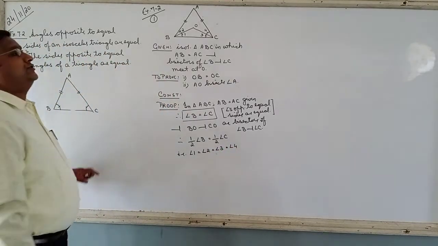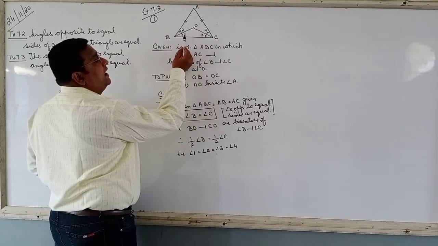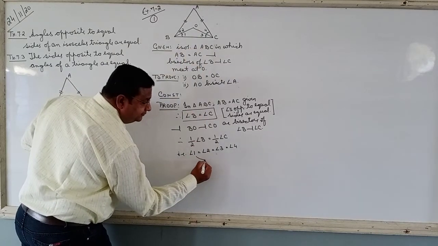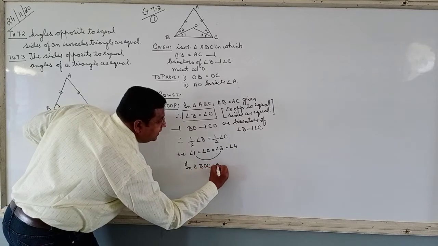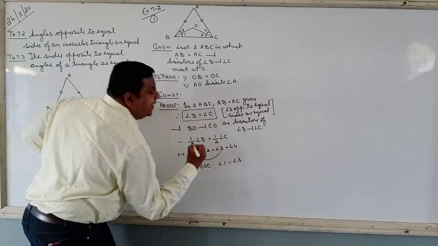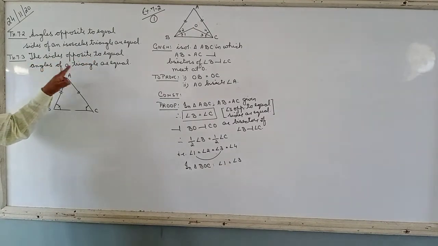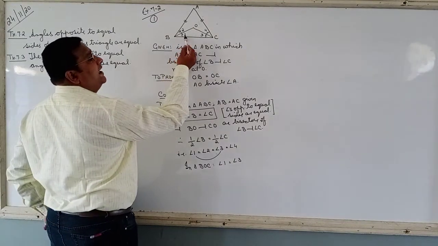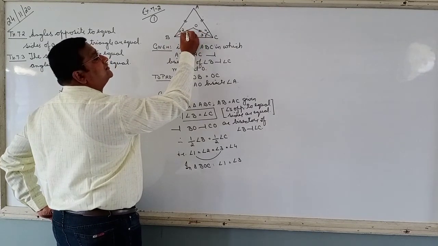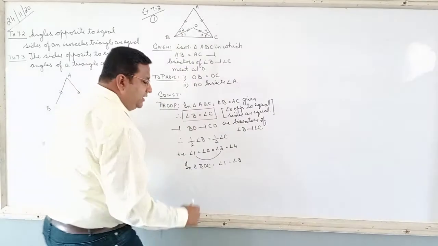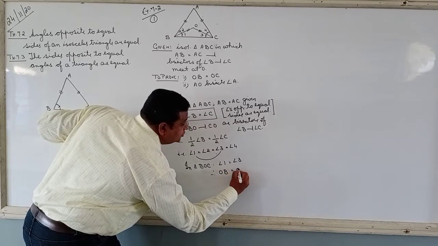Any problem? So observe now, in triangle BOC, can you see this triangle? Angle 1 and 3 are equal. In triangle BOC, angle 1 is equal to angle 3. What does it say? The sides opposite to equal angles of a triangle are equal. Opposite to this angle 1, which is the side? OC. Opposite to this angle 3, which is the side? OB. Angle 1 is equal to angle 3, so therefore OB is equal to OC.